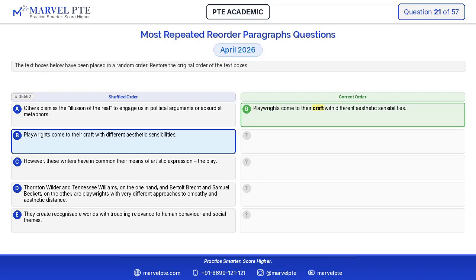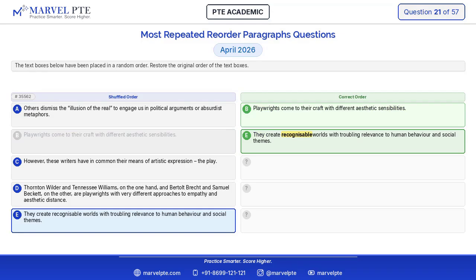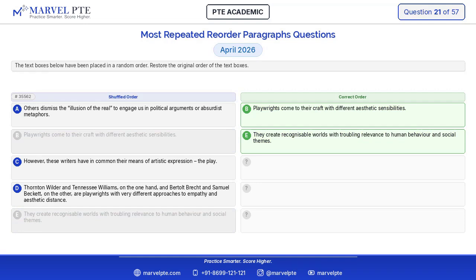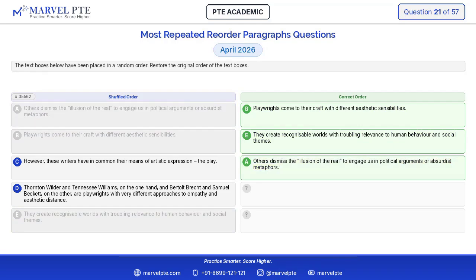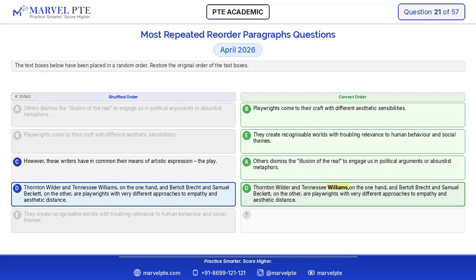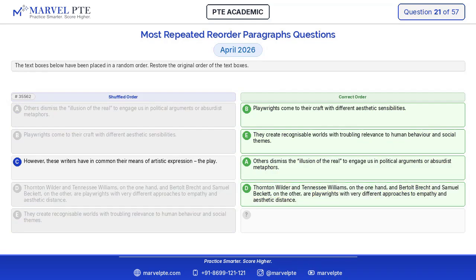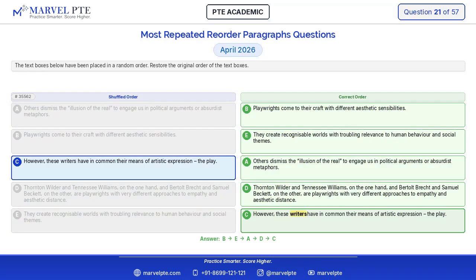Playwrights come to their craft with different aesthetic sensibilities. Some create recognizable worlds with troubling relevance to human behavior and social themes. Others dismiss the illusion of the real to engage us in political arguments or absurdist metaphors. Thornton Wilder and Tennessee Williams, on the one hand, and Bertolt Brecht and Samuel Beckett on the other, are playwrights with very different approaches to empathy and aesthetic distance. However, these writers have in common their means of artistic expression, the play.